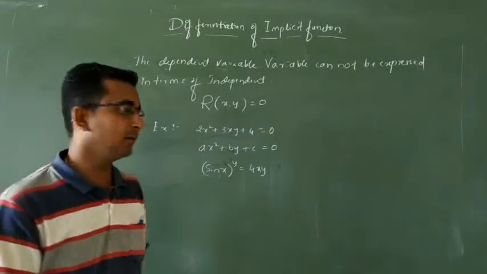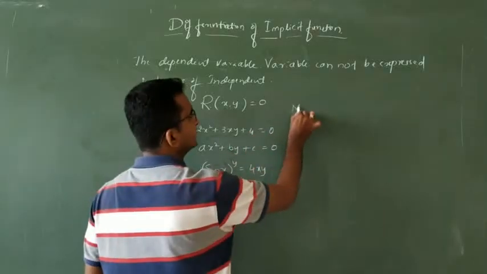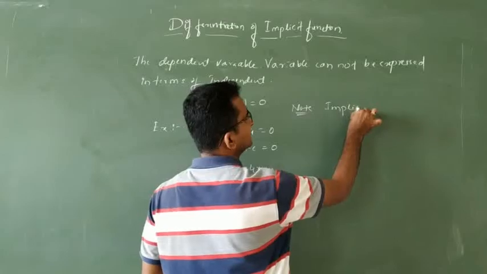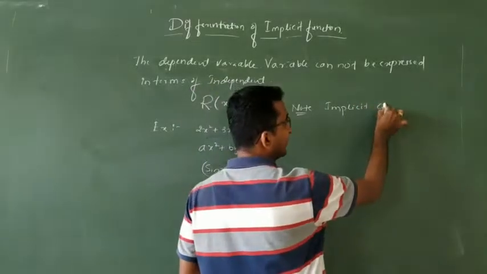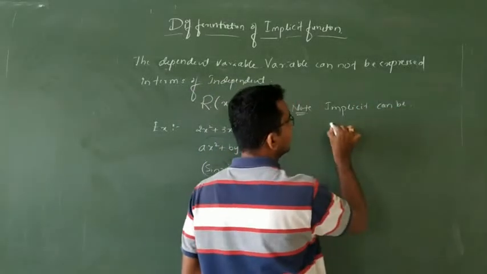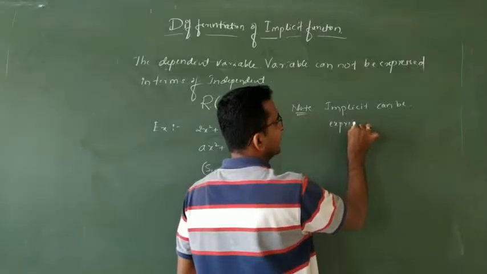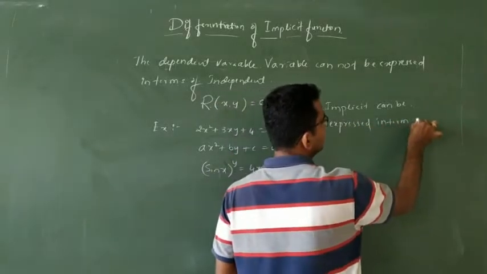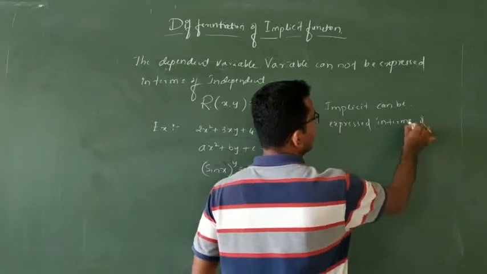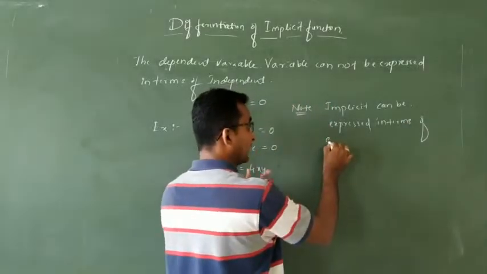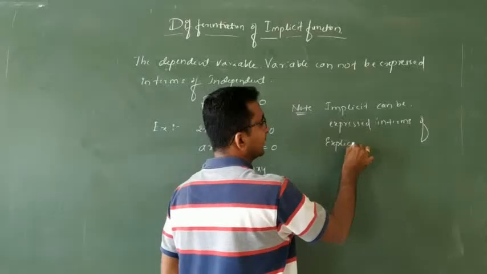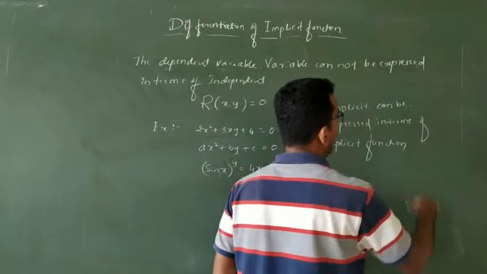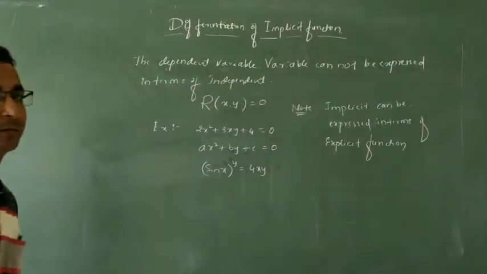But here you have to note down that an implicit function can be expressed in terms of an explicit function. The implicit can be expressed in terms of explicit.